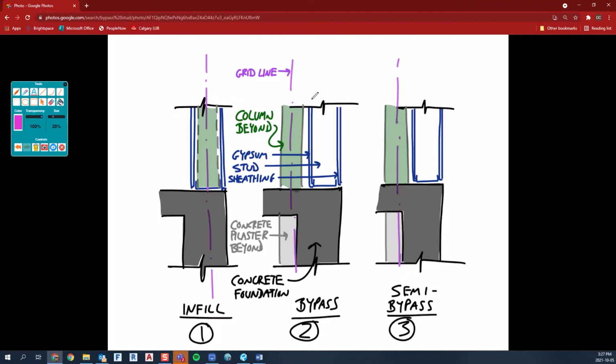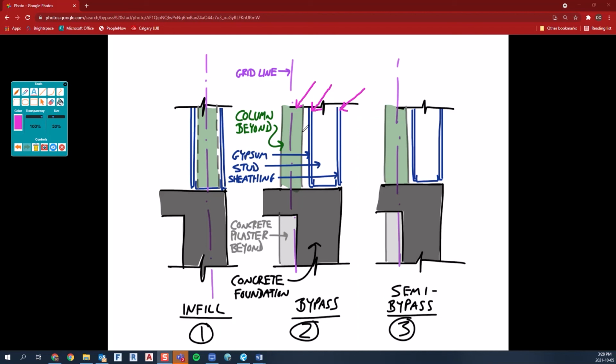Our bypass situation is, here's the sheathing, there's the gypsum board, there's the column on the inside. So there's our bypass situation. Now I have another one here called semi-bypass. Okay, and I'll get to that in a second when we move up to a second floor situation.